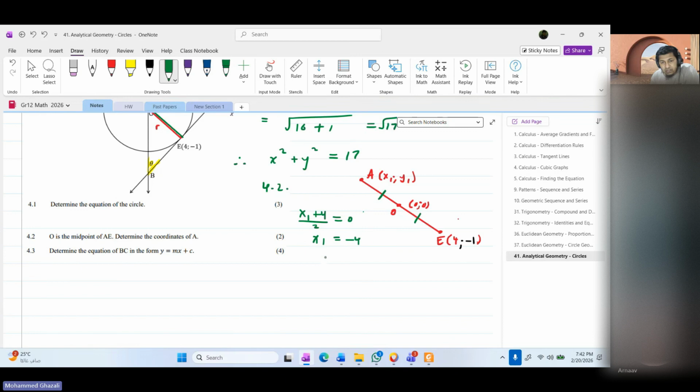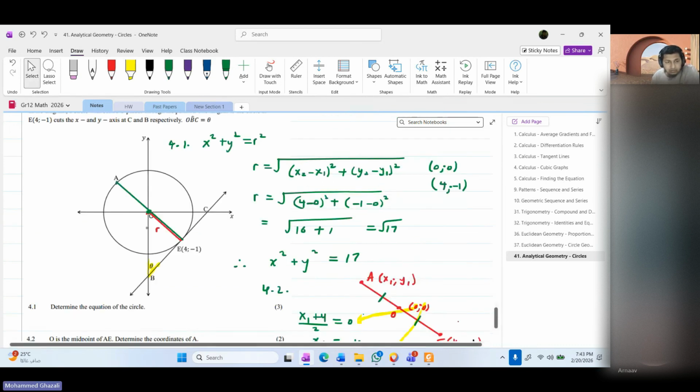So straightforward. Then the next one, you'll say (y1 - 1) divided by 2 is equal to 0, because we're finding the midpoint. The first y value was 0 there, the second y value is 0 as well. So y1 is equal to 1. Therefore, the coordinates of A are just (-4, 1). Right? And we can fill it in there.